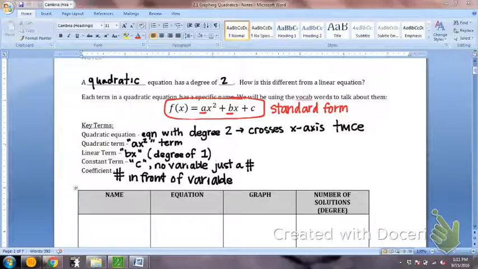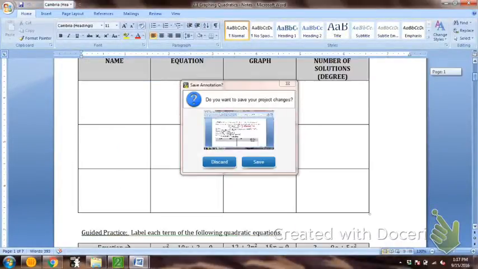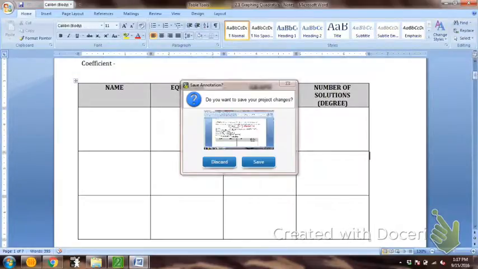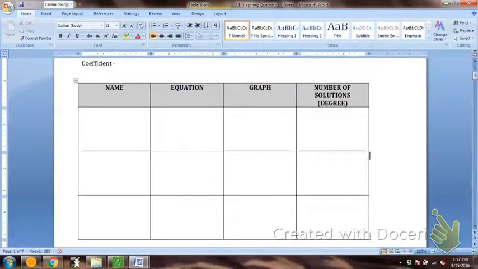All right. So now we're going to talk about a couple of different types of equations. The first type is called a linear. Okay, so that goes in that first box right here, linear. So underneath name, go ahead and write linear.